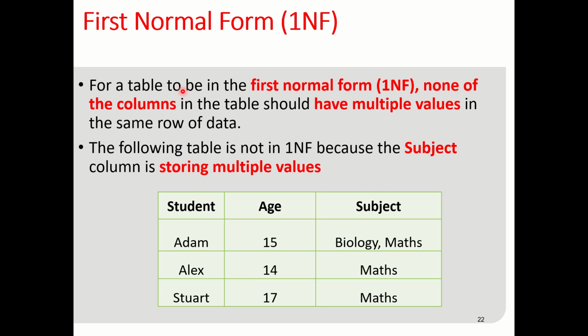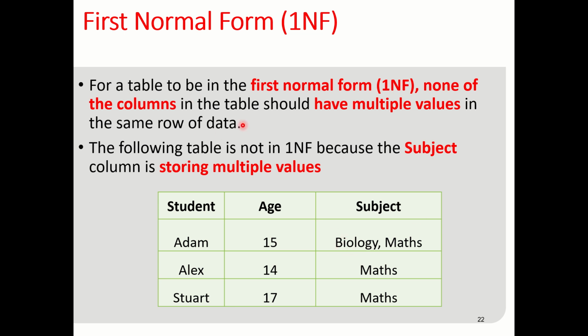So let's take this example. We are given one particular table with student, age, and subject. When you look at this table, you can see that the subject column is a multi-valued attribute. What do we mean by a multi-valued attribute? If a cell can have multiple values, it is called a multi-valued attribute. So subject is basically a multi-valued attribute.